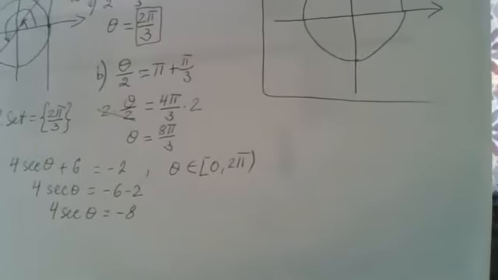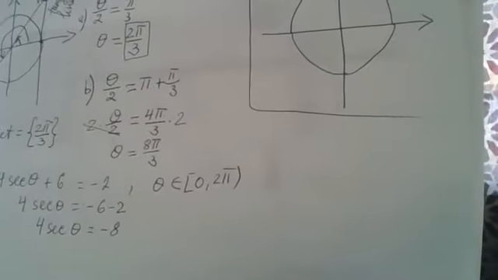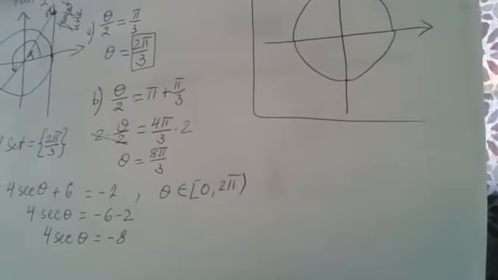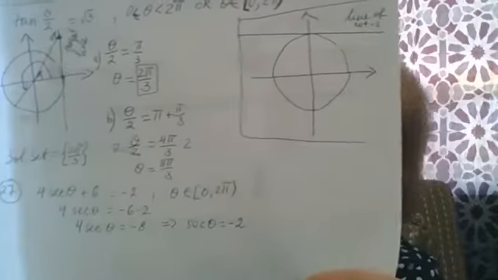Can we divide both sides by 2? Yes, we can. But what would be in our benefit, to divide both sides by 2 or by 4? Definitely by 4. Divide by 4. And what do you get after dividing by 4? Secant theta equals negative 2. Perfect. Absolutely. So secant theta equals negative 2.